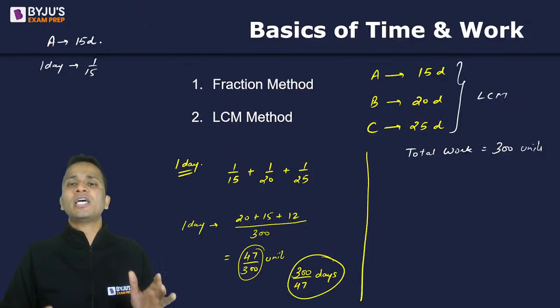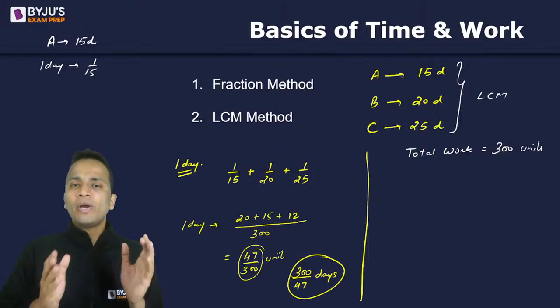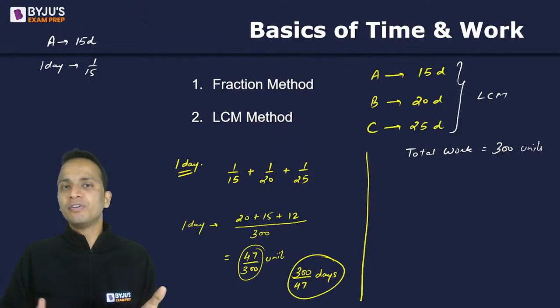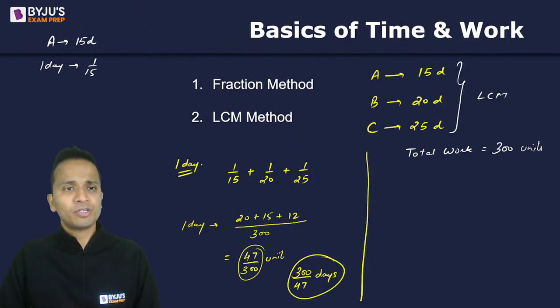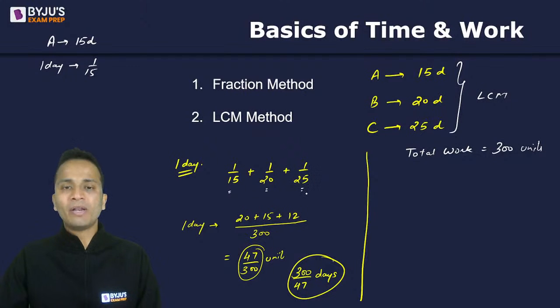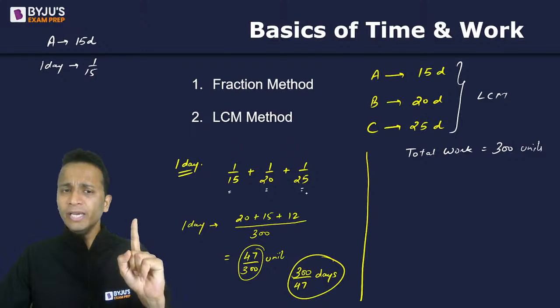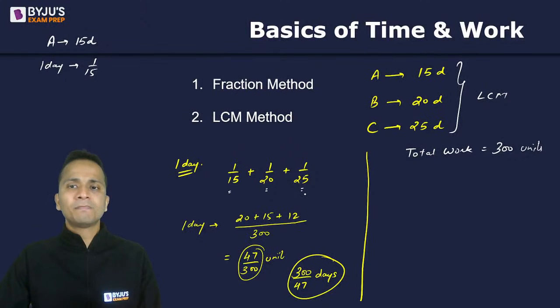Right? If I can finish entire piece of work in 2 days, 2 दिन में अगर मैं finish कर देता हूं, so every day I'll be doing half the work, half the fraction of the work. Okay. So similarly, A can finish 1 by 15, B can finish 1 by 20, and C can finish 1 by 25 of the total work in 1 day. Okay. So मैंने क्या किया? सबसे पहले I've calculated 1 day work of each of them in terms of fractions.